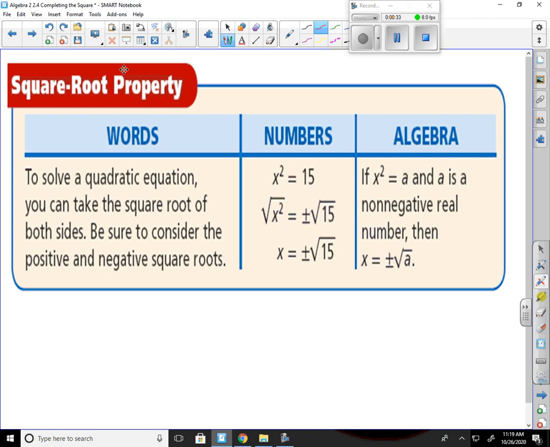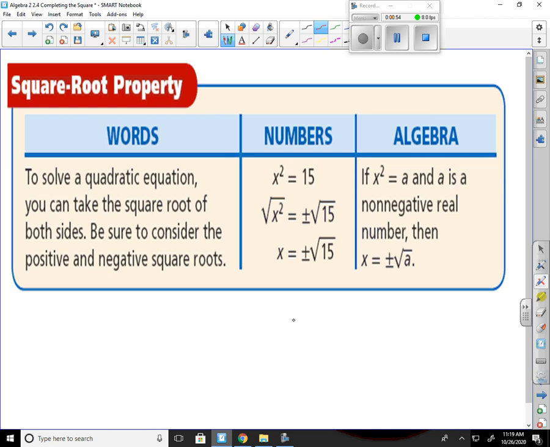That leads us to the square root property. So to solve a quadratic equation, you can take the square root of both sides. Make sure that you consider the positive and negative square roots. So if I have x squared equals 15, I can take the square root of both sides. That gives me just x on the left side. And on the right side, that would be plus or minus the square root of 15.